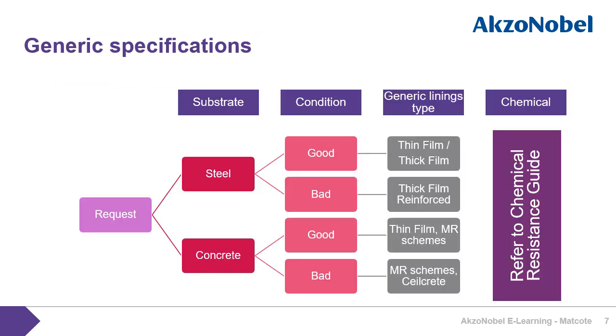There are a number of key elements to consider when deciding which lining system to use. First of all, what is the substrate? Is it steel or concrete? Second, what is the condition of that substrate, good or bad? And this will lead you down to a choice of thin or thick film or mat reinforced schemes. Of course, the final element is the chemical, which is the cargo in the tank, and for that you need to refer to specific chemical resistance guides.